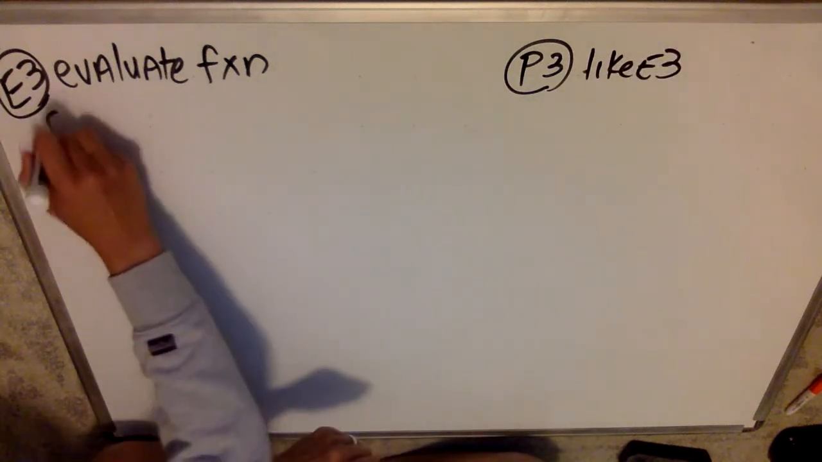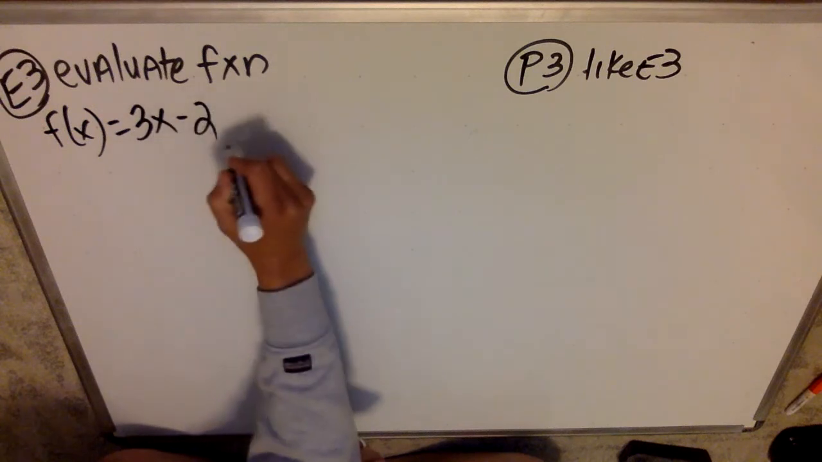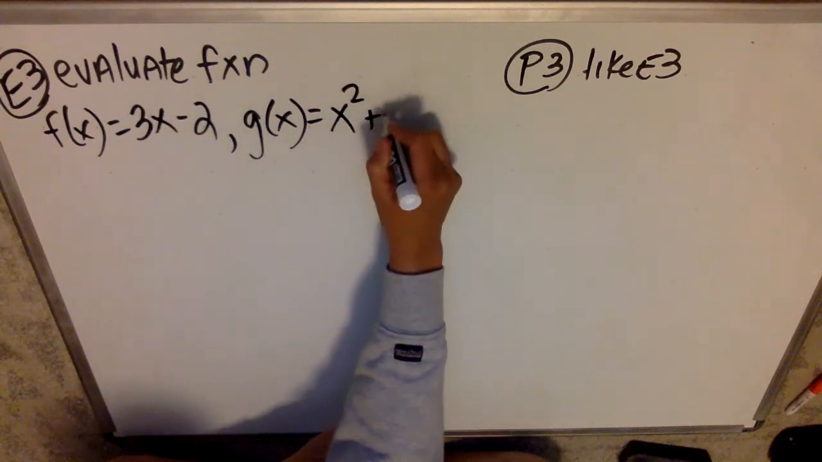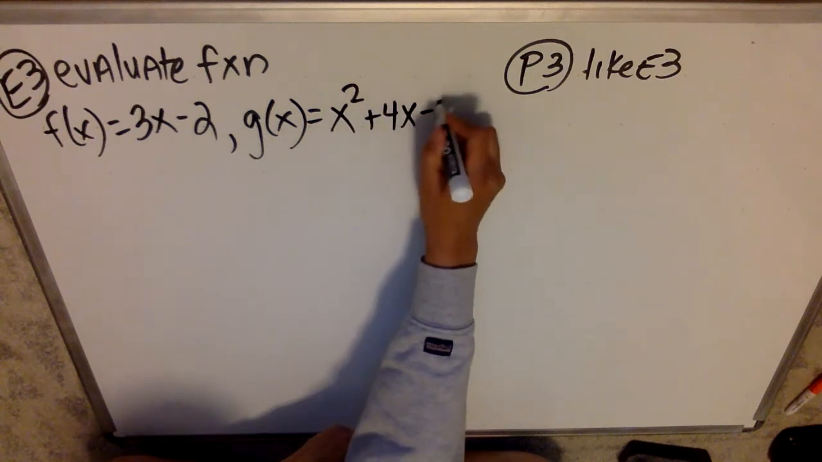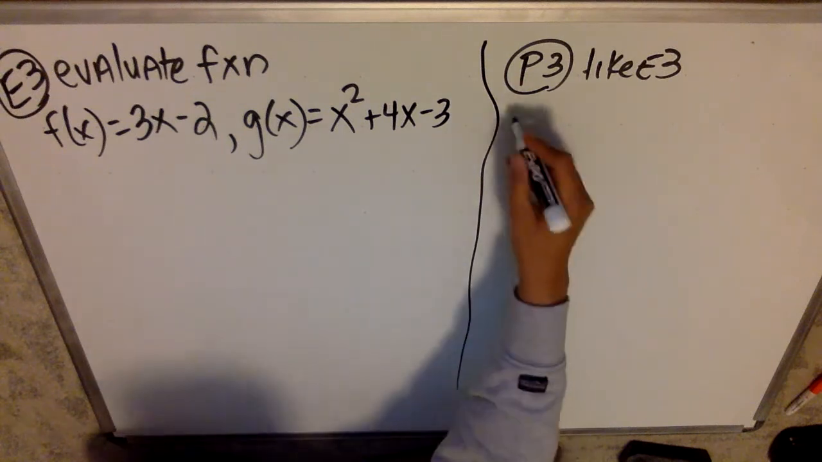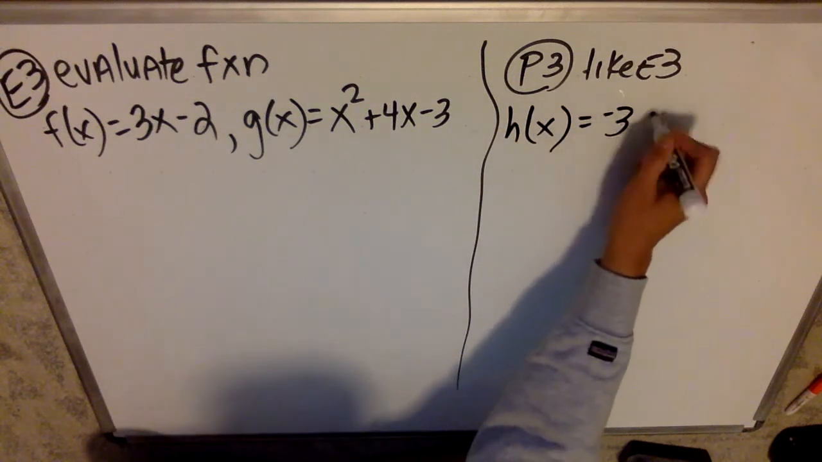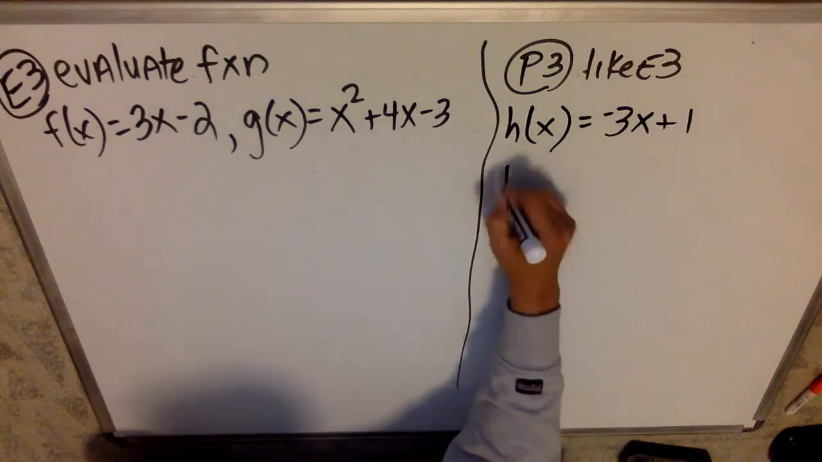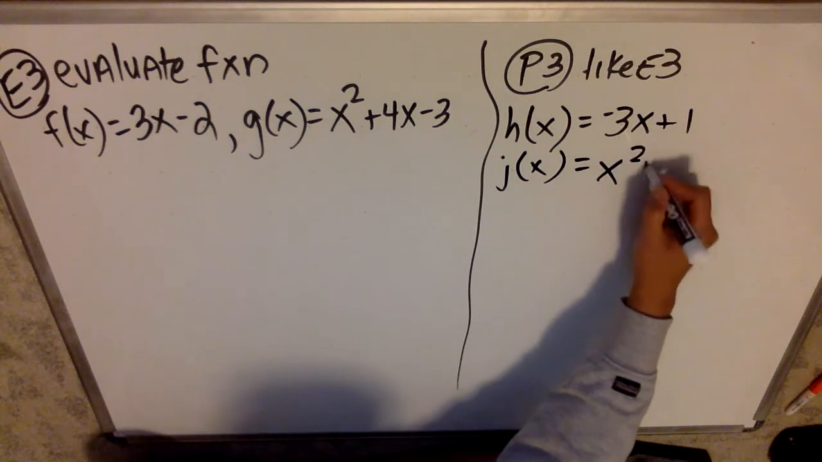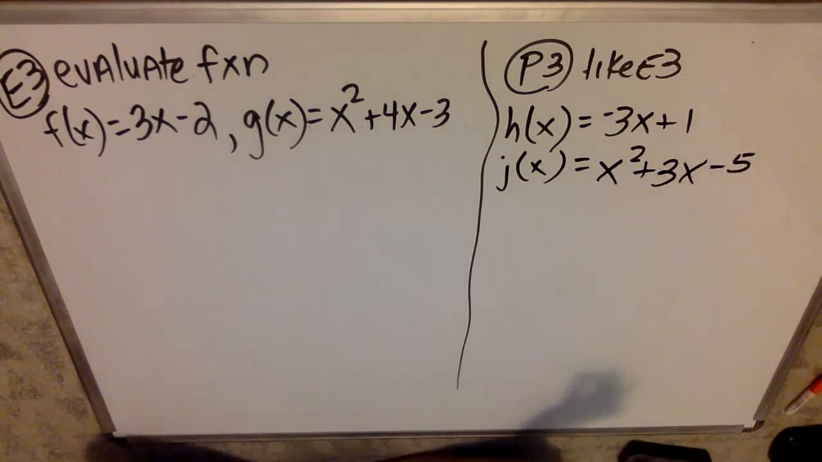Okay, so let's say f of x is 3x minus 2, and let's say that g of x is x squared plus 4x minus 3. Okay, and then in P3, we'll do h of x equals negative 3x plus 1, and we'll do j of x, right? So it doesn't have to be an f. And we'll do an x squared plus 3x minus 5. Okay, cool. Just made up random functions.